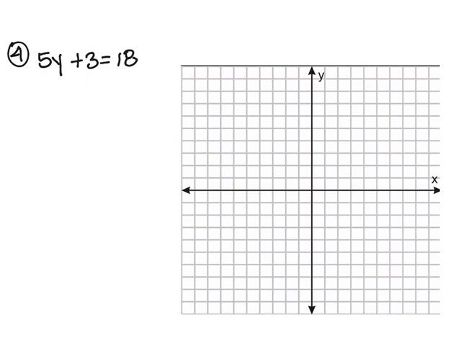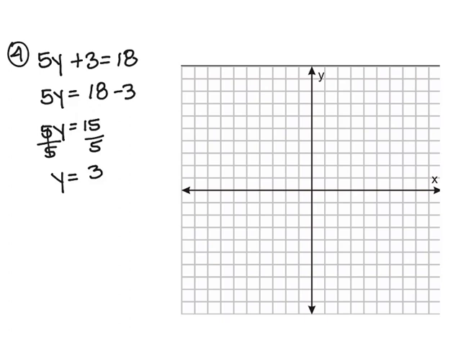All right, our next graph, we have 5y plus 3 equals 18. So if you notice, I'm missing x. I don't have x and y. I just have y. So this is a special line. So we're going to solve for y. We're going to subtract 3. And then we're going to divide by 5. So y equals 3. Okay? Now when you go to graph, we're going to go to the y-axis at +3.